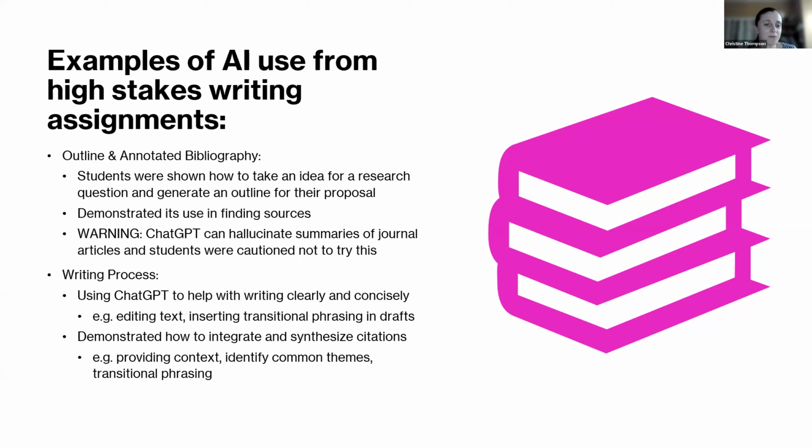Some of these include providing context for the article, not just listing article after article, identifying themes and synthesizing them. These are some upper-level writing skills that they need to use, and transitioning between, this study showed this, however, this study showed this.